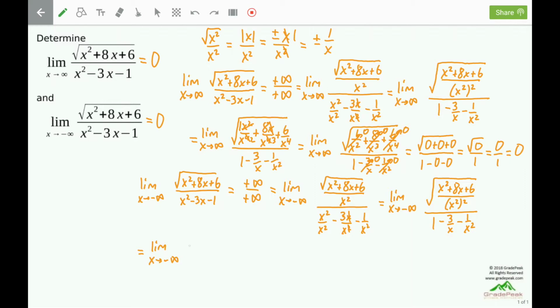In the numerator, each term can be written over x squared squared. X squared squared, 2 times 2 is 4, will be x to the fourth. Each term can be written over x to the fourth. We'll leave the denominator as is.